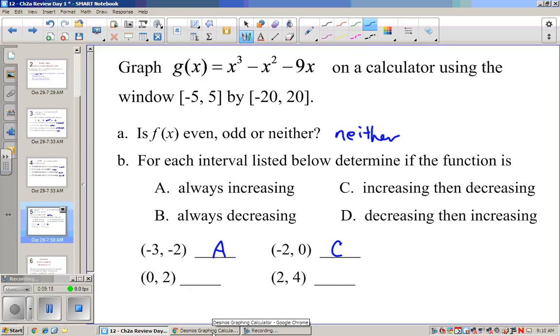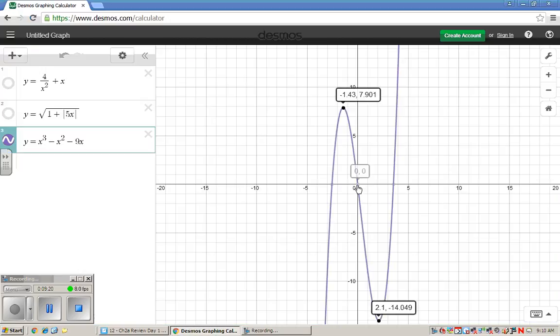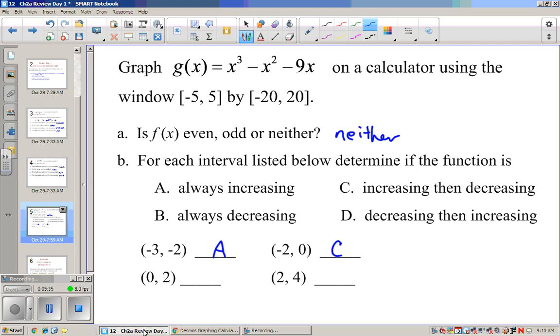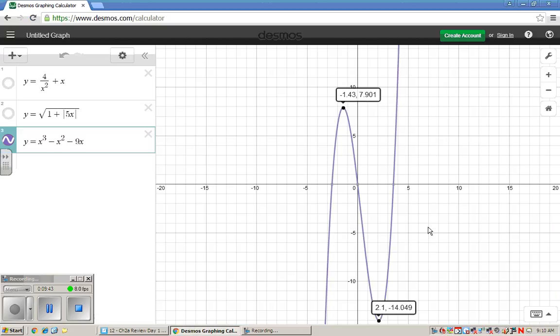All right, our next one goes from 0 to 2. So I'm going to just click on the graph here and go all the way till I hit 2. And you'll notice I have this low point at 2.1. So I'm going to hit 2 before I get to it. So the whole time I went from 0 to 2, I was decreasing. So always decreasing.